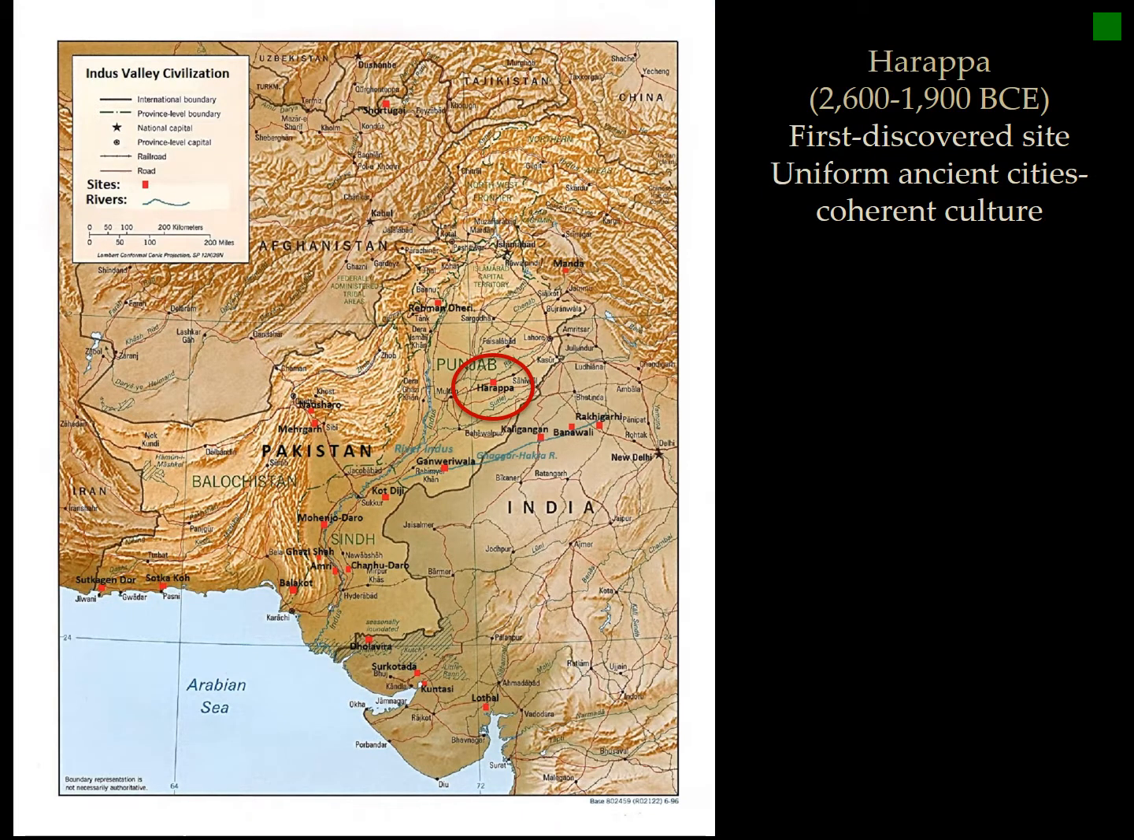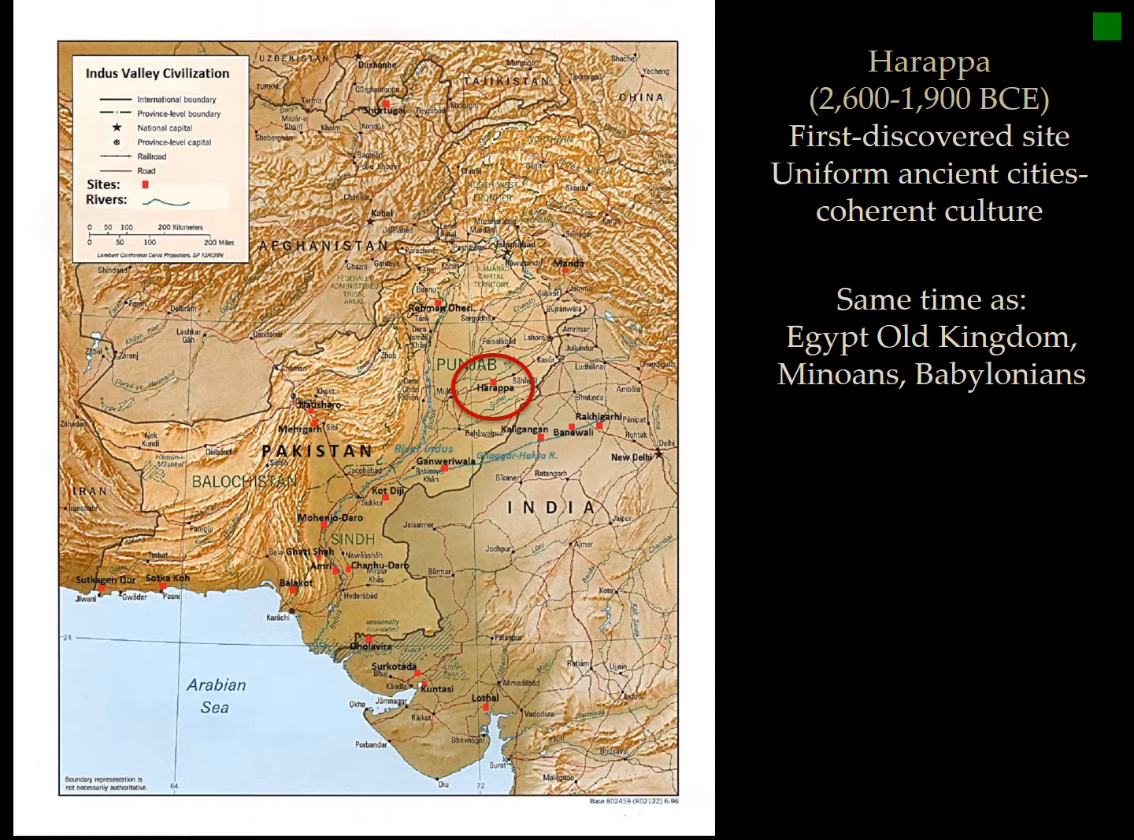Harappa is a civilization around the city of Harappa that flourished between 2600 and 1900 BCE. It is the first discovered site of settlement in the East, and it contains uniform ancient cities and a coherent culture with a system of writing that we have yet to translate. It is at the same time that we find the Egyptian Old Kingdom flourishing, along with the Minoans in the ancient Aegean cultures and the Babylonians in the Near East.